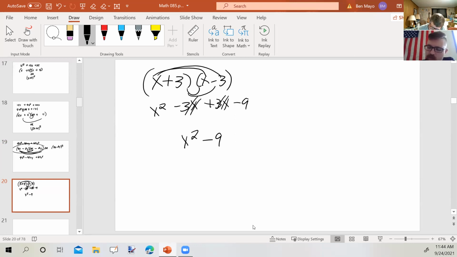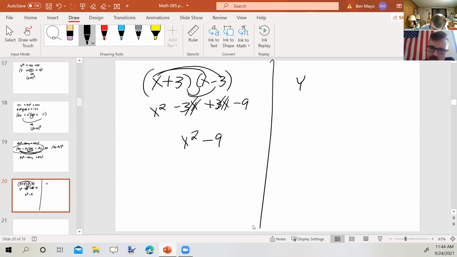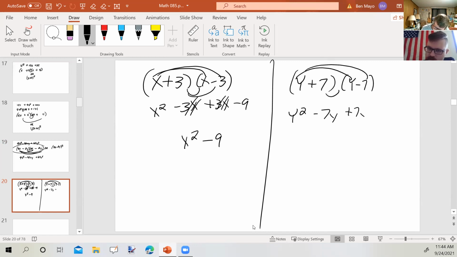Okay, let's look at another example. Let's say I've got y plus 7 times y minus 7. When I multiply them together, I get y squared minus 7y plus 7y minus 49. When I combine like terms, the middle 2 terms cancel each other out, and I've got y squared minus 49.